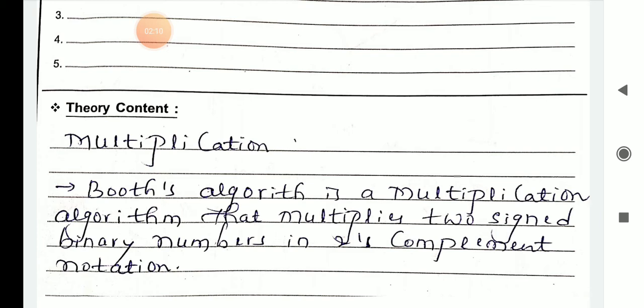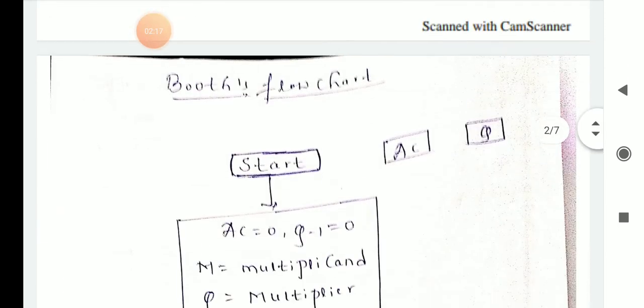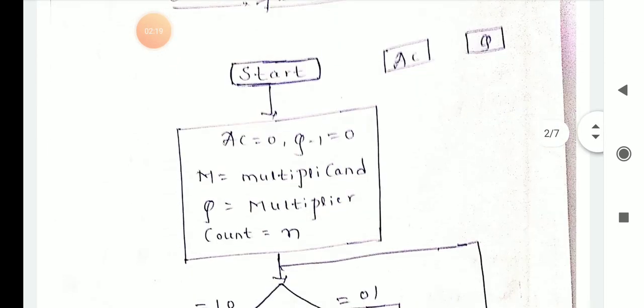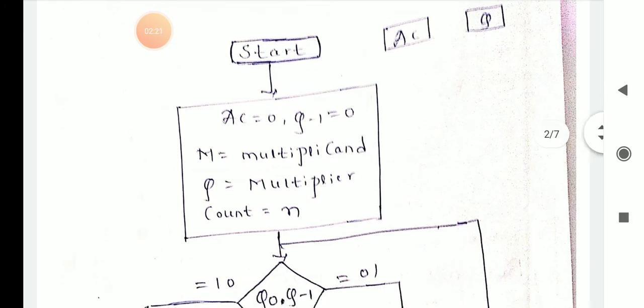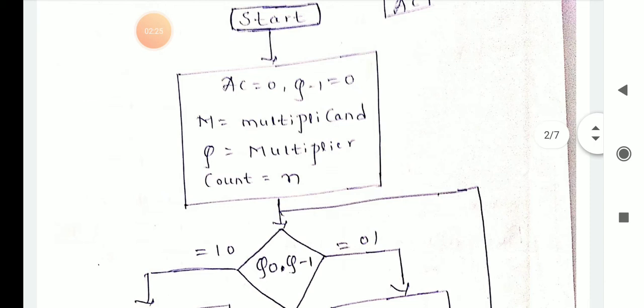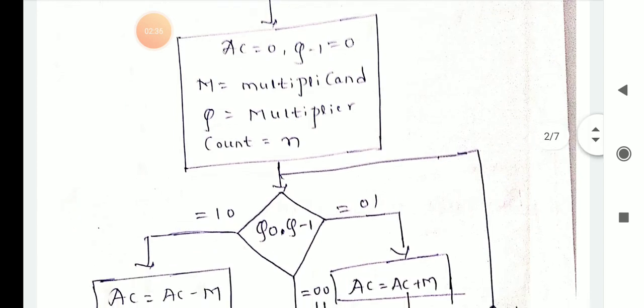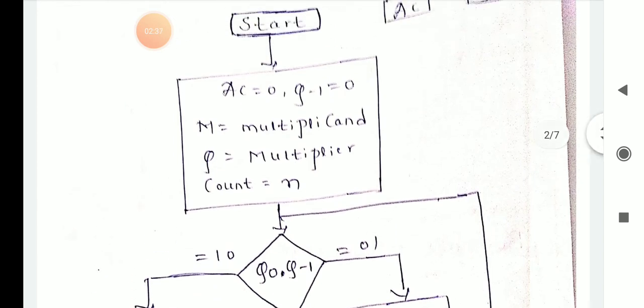Okay, so let's start with Booth's flowchart. What is Booth's flowchart? First you have to start this process, so I am considering here start. Next, in the rectangular box, you have AC equal to 0, Q minus 1 equal to 0, M is the multiplicand, Q is the multiplier, count is equal to N.